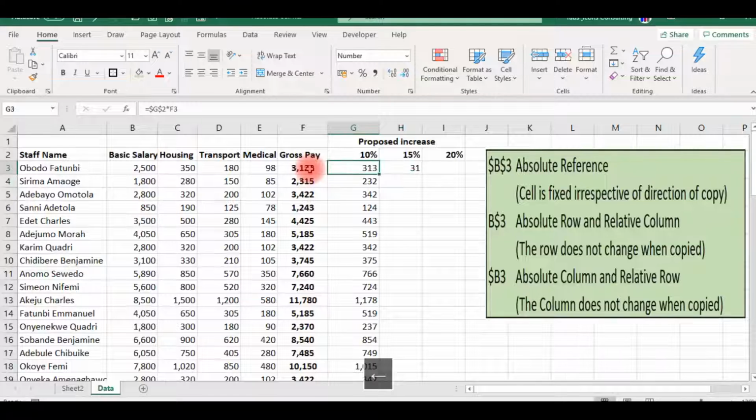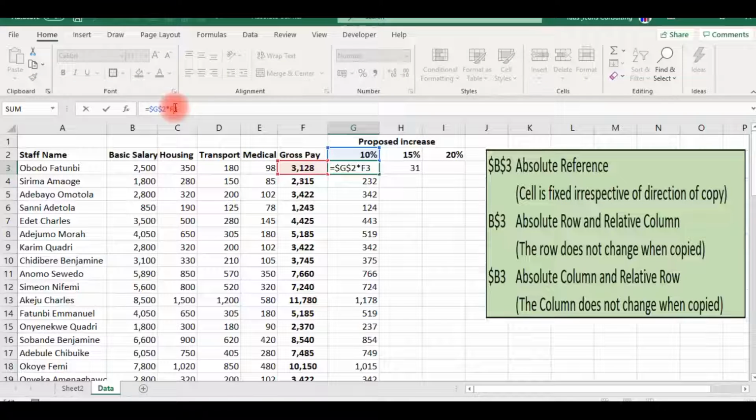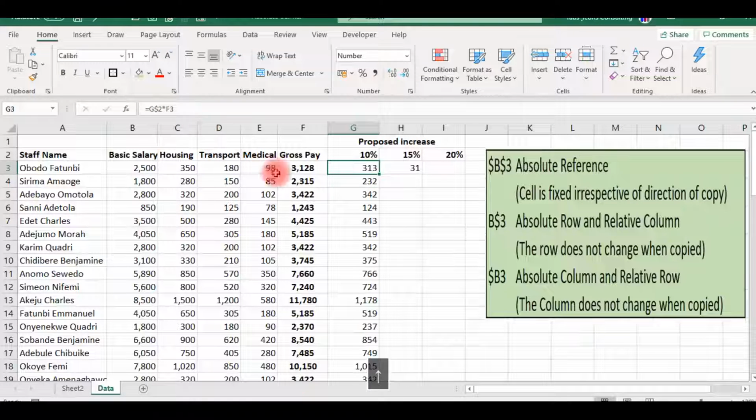I will hold my F as an absolute column by placing the dollar sign before the letter. So I'll look at my F here, and I come here and I place my dollar sign. That's my G. I place the dollar sign after the G. So I come here and I take this off. I take this off. So having taken that off, I've held the G fixed so that each time I copy down, my formula is going to be fixed for that.